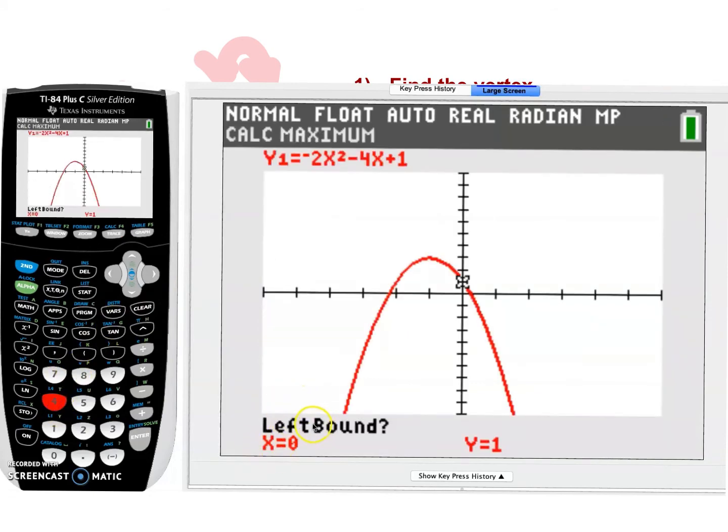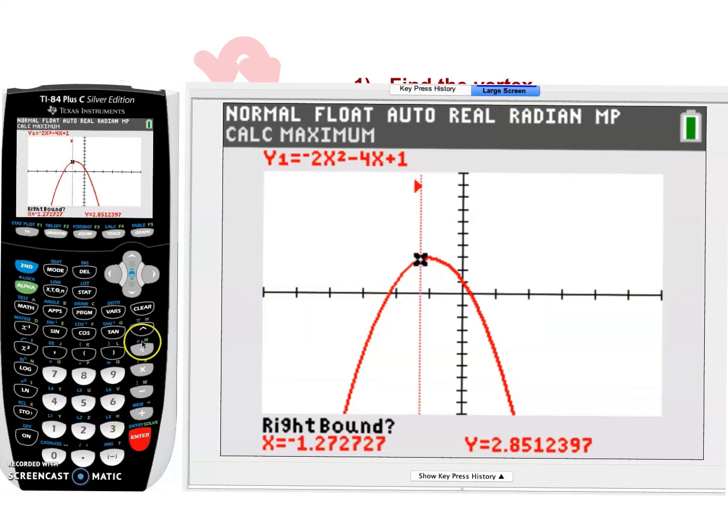You need to be to the left of where your maximum occurs, so move your cursor to the left. So it's going to be about right in here is where the vertex will be. So I'm going to go a little bit to the left of that. I'll hit enter. Now it says right bound, so I move it to the right. So it starts to come back down the hill, enter, and now guess.